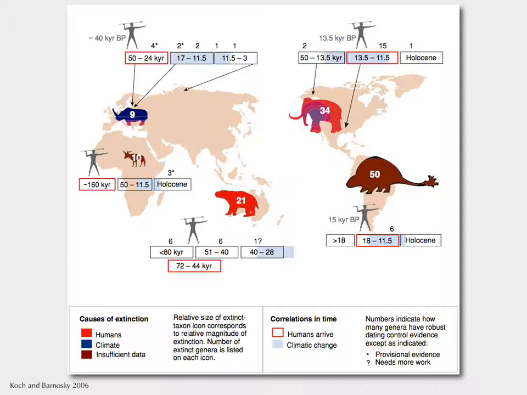Anyone see a problem with using genera? It's the whole lumping and splitting thing, right? What you call a genus might be one species. Homo is this wonderful genus that has one species in it, but Astragalus is a genus that has, I think, 400 species in it. It's flowers.